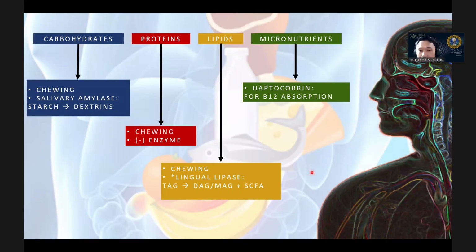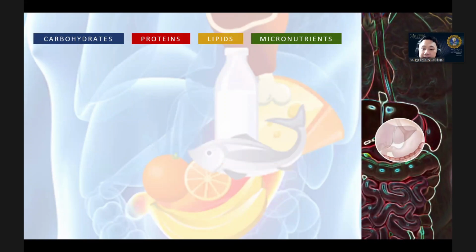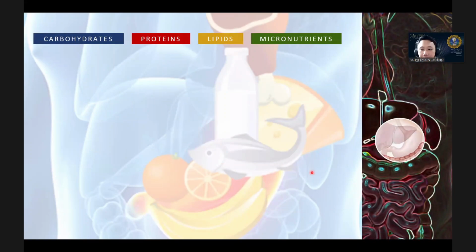Okay, next. So we're done with the mouth. So again, as I've mentioned, esophagus does not have any function with regards to digestion and absorption. So mainly for motility functioning lang siya. So the next segment now would be the stomach. Okay. So what are the things that happen in the stomach?